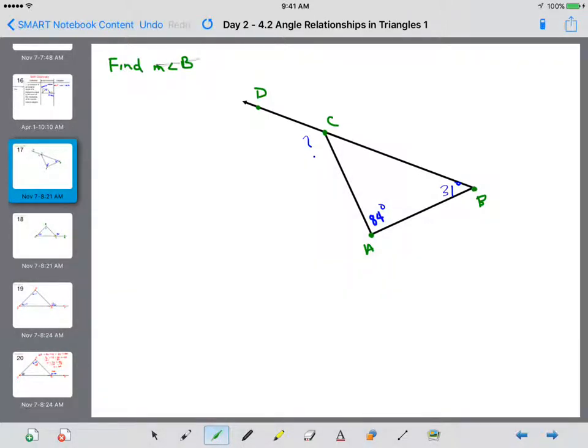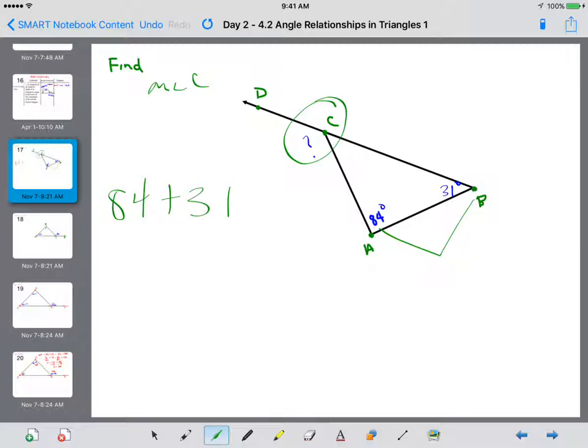Example 1 says, find the measure of angle C. Angle A is 84, angle B is 31, and we're trying to find the exterior angle. Well, we just learned that if we add the two remote interior angles together, 84 plus 31, we're going to get the measure of angle C as our exterior. So we add these together, and the measure of angle C equals 115 degrees.